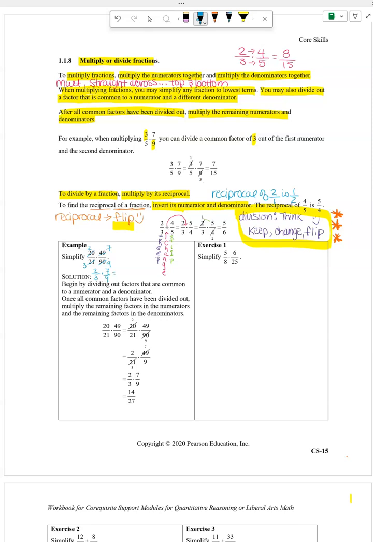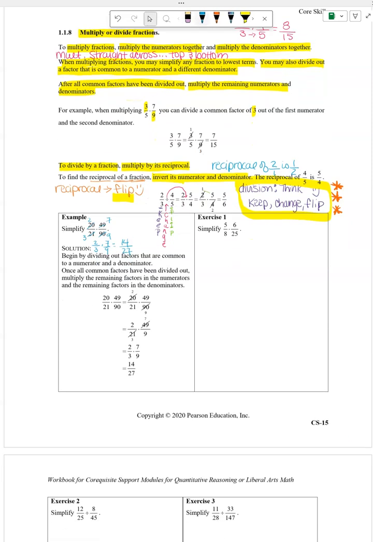Now we know we could just go straight across, right? 2 times 7, 14, 3 times 9, 27. There you go. There's our answer. I know I had it down here, but now I walked you through it, okay? So there are some more exercises on here that I'm going to leave for you guys to do.